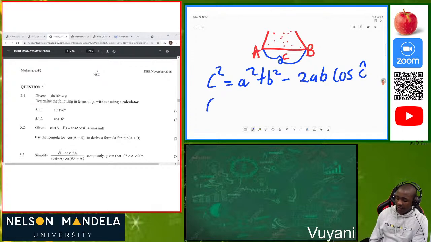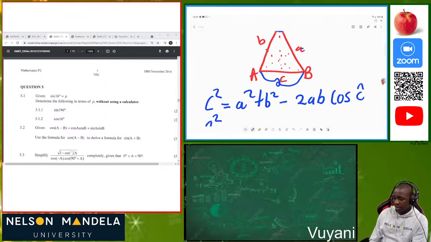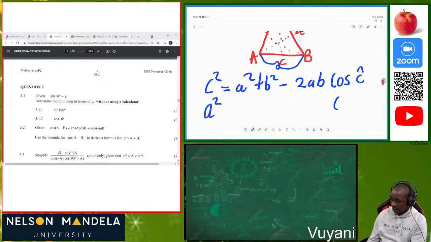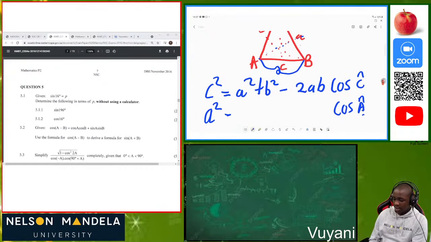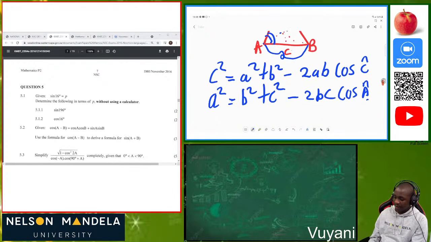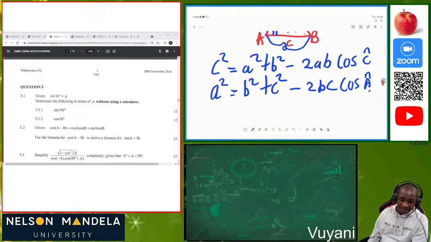Then we have a squared. If we want to calculate this side a squared, we know that this is our angle, so here we're going to have cos of angle A. The moment you calculate a, you also have to use cos A. Now, what is supporting this angle A? It is being supported by c and b. So we're going to have b squared plus c squared minus 2bc, you multiply the adjacent sides again, cos of A.